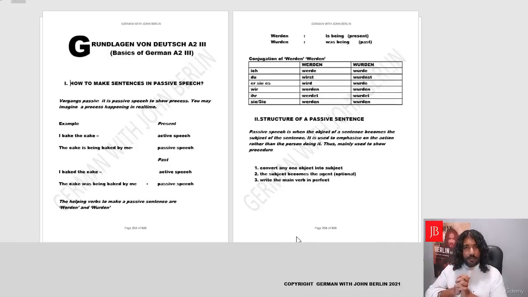It's called Vorgangspassiv. That's the kind of passive we'll be learning. Passive which shows a process. Now, in English, we said the cake is being baked by me. So "is being" could be understood as a passive helping verb in English. In German, we'll find its equivalent.